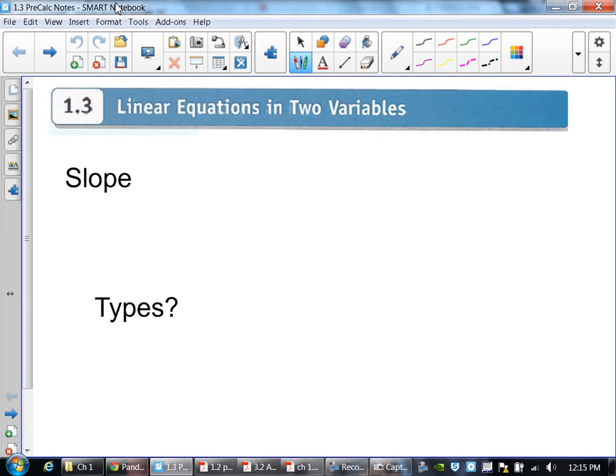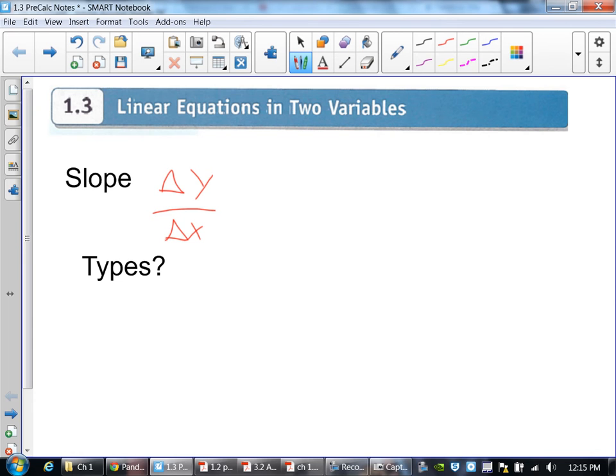Slope. How do you find slope? Rise over run. Rise over run, change in y over the change in x. Very easy. We knew that. You guys have seen triangle y, triangle x, right? That's the Greek letter delta. Delta stands for change. Change in y, change in x.